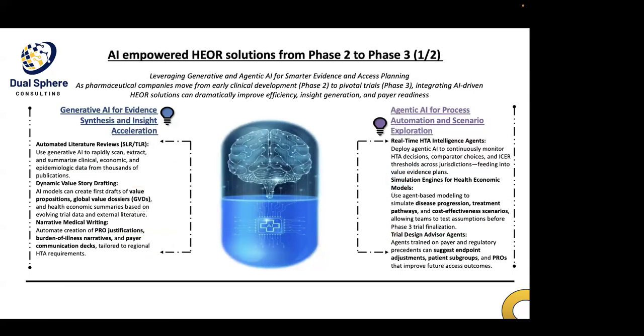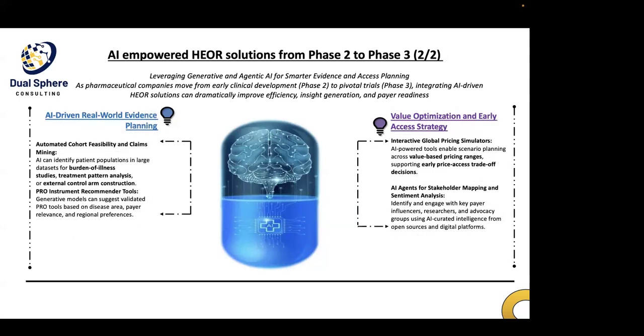Now in clinical trial phases, let's say from phase 2 to phase 3, how does AI help? Gen AI is used for evidence synthesis and insight generation, automated literature review tools, value story drafting, and narrative medical writing. And for agentic AI, you have real time HTA intelligence, simulation engines for health economic models, and trial design advisor agents. Suppose agents trained on payer and regulatory precedents can suggest endpoint adjustments, patient subgroups, and PROs that improve future access outcomes.